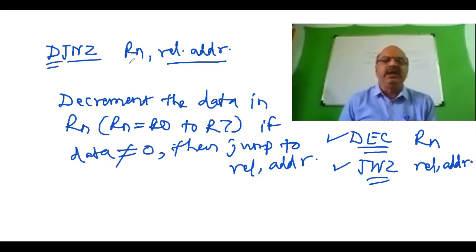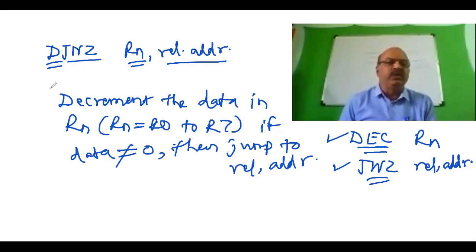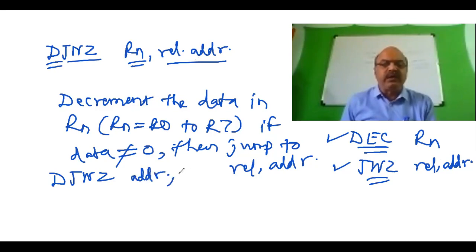First of all, data in the RN is decremented by 1, and then it is checked whether the data is 0 or not. If it is not 0, then the jump is taken to the relative address. This is the meaning. There is one more variation of this instruction. Small change. DJNZ address, relative address. What is the meaning?